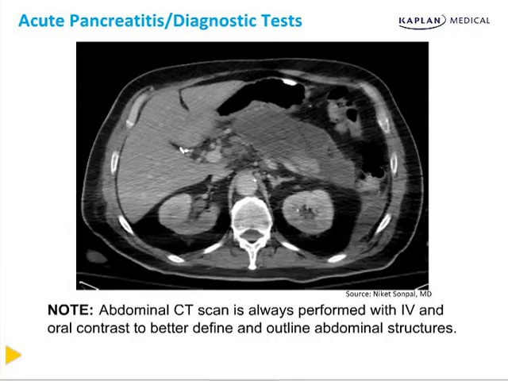Here's a classic abdominal CT scan performed with IV and oral contrast to better define and outline the abdominal structures. Note the inflammation around the area of the pancreas.